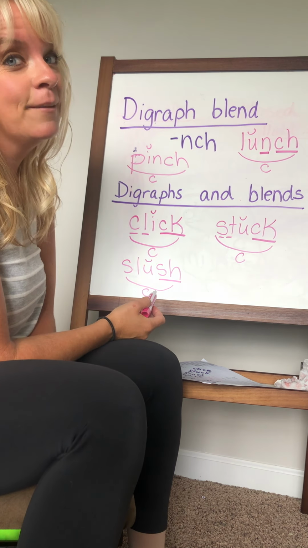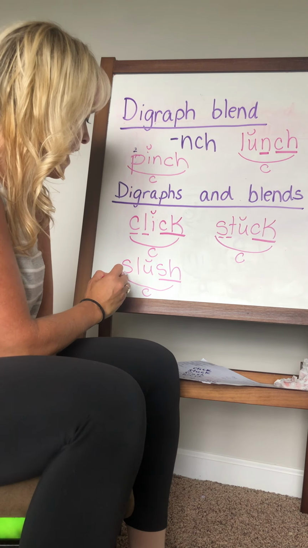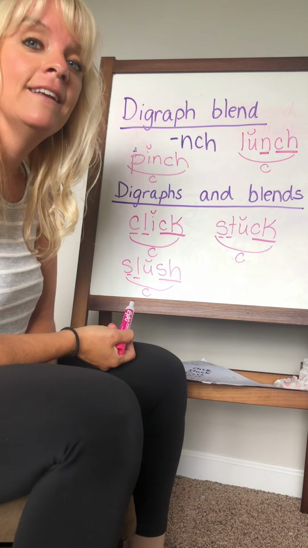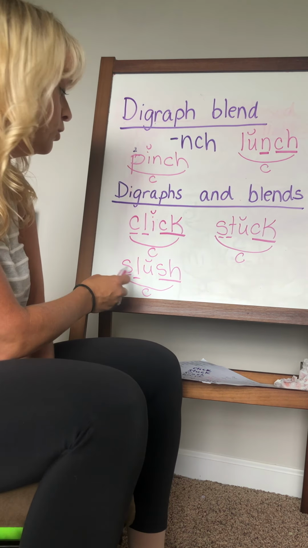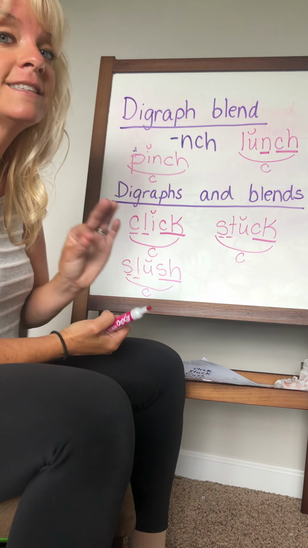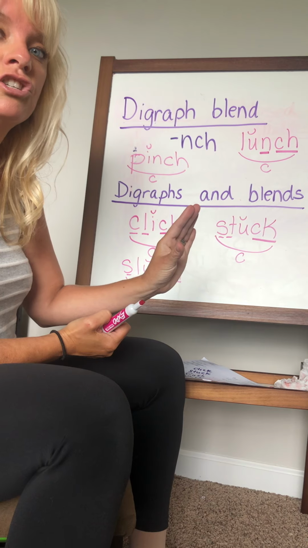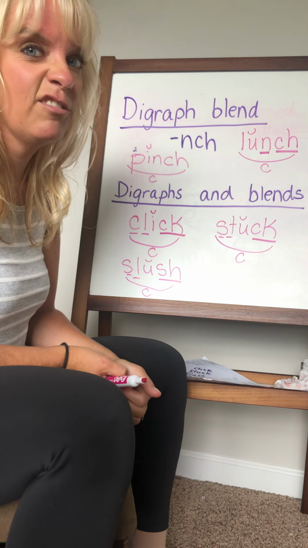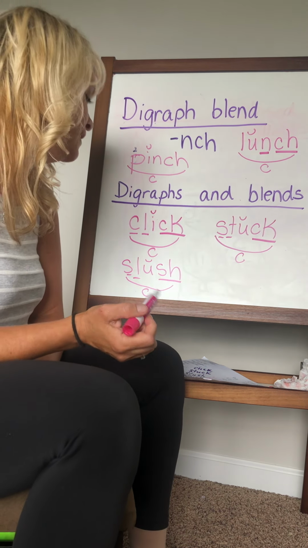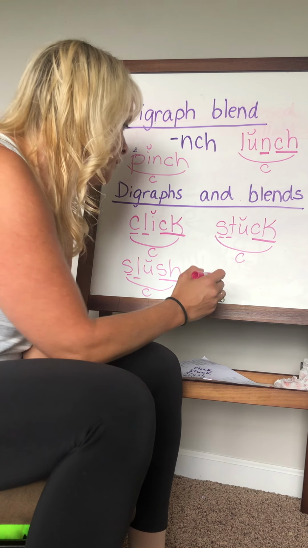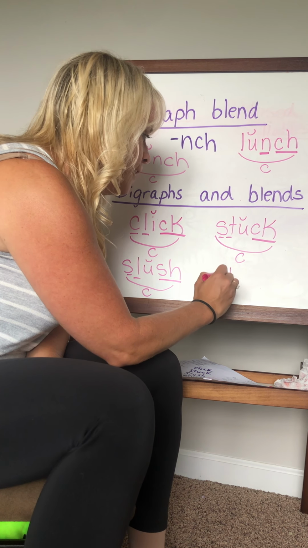And I see something else. SL is a blend. So let's tap it out. So we know SL says slush. We don't want any slush outside right now, do we? We want warm, sunny days. All right, let's do another one. This will be our last one.